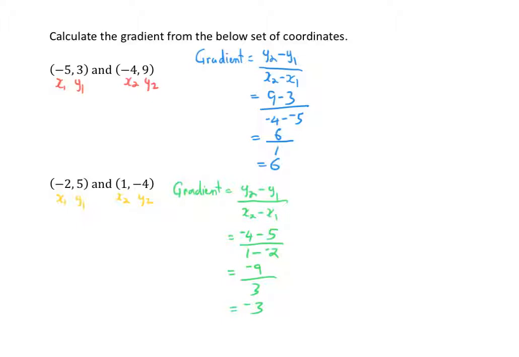And because the gradient is equal to a negative number, I can tell that my line is going to be sloping downwards. So there are examples of how we calculate the gradient between two points when we are given those two points to use.